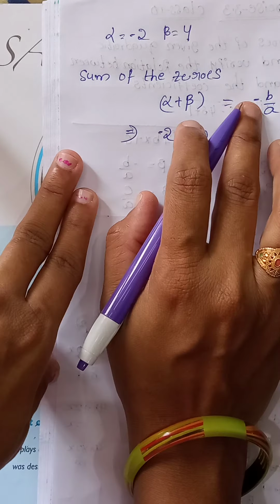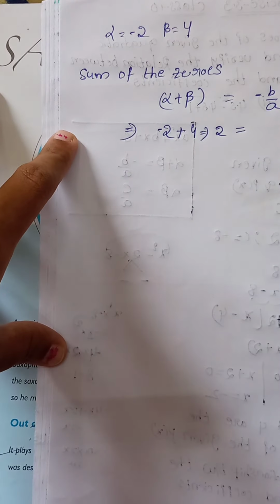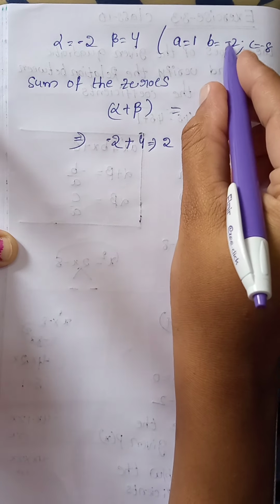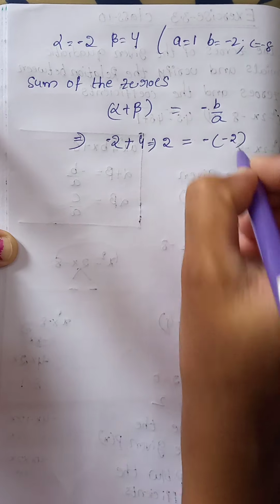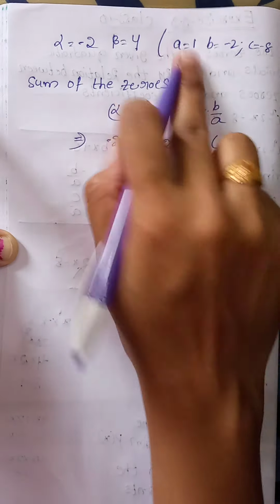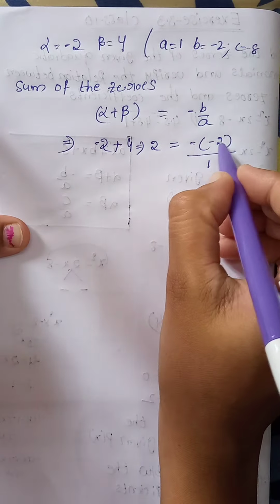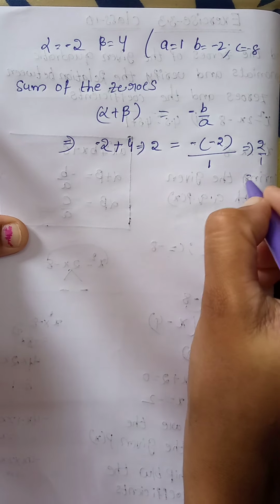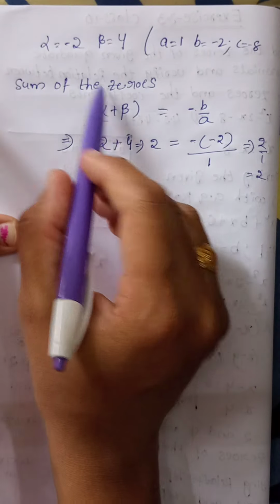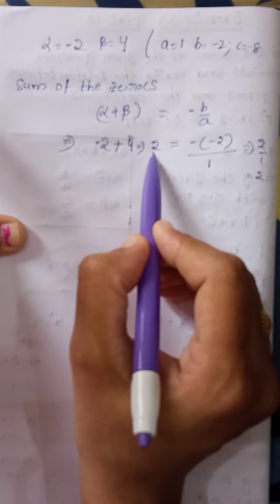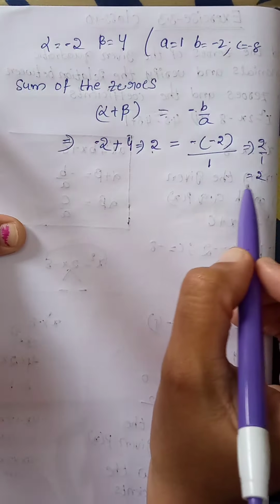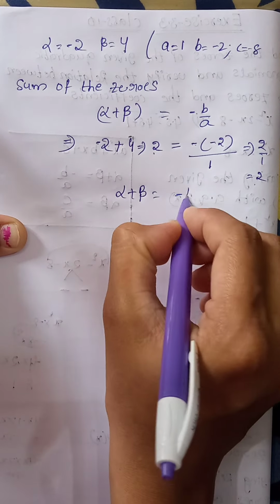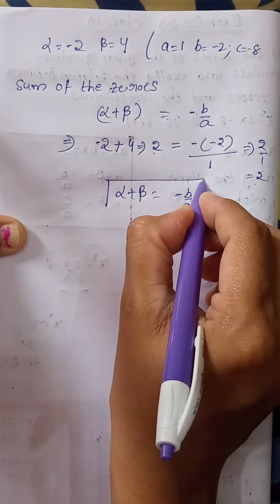So what is the b value? Minus of b value is minus 2 divided by a. A value is 1. So minus into minus, plus 2 by 1 is equal to 2. So when you add these two zeros, you will get 2. Minus b by a is also 2. So we can say alpha plus beta equal to minus b by a.